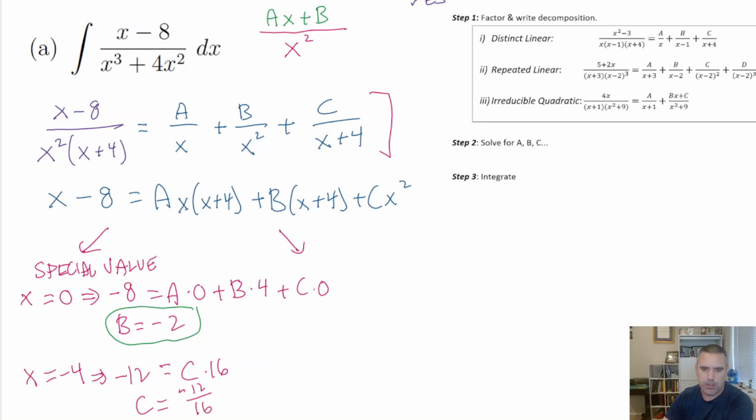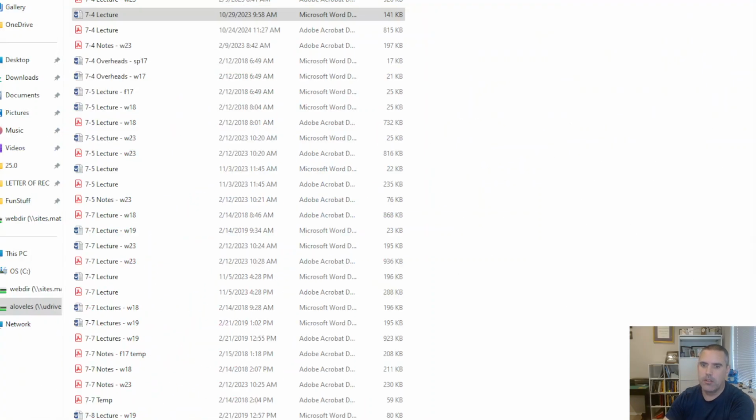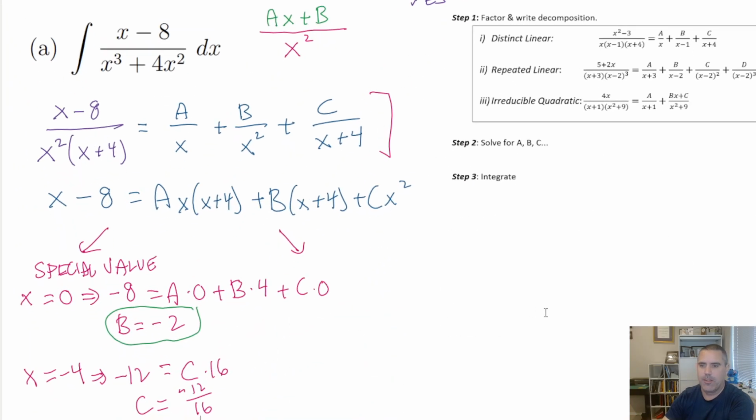So c is -16 over 12. Let me double check my screen to make sure I'm not going off the screen. Okay, that's right where it is. Oh no, why did I do that? Click the wrong thing. Okay, so here we go. Well, divide top and bottom by 4. It's -3 over 4.